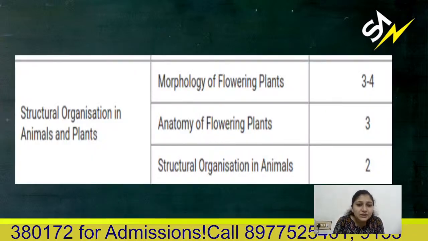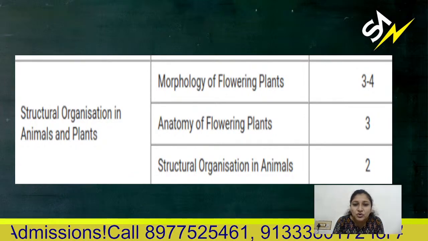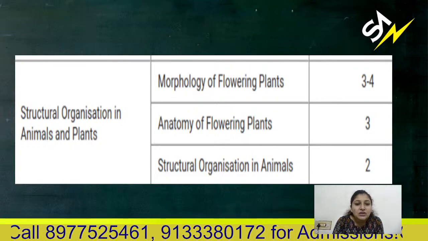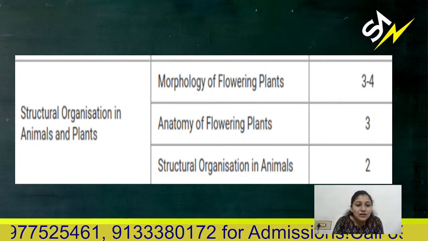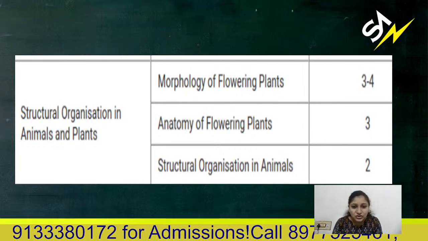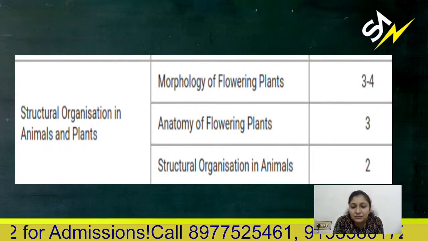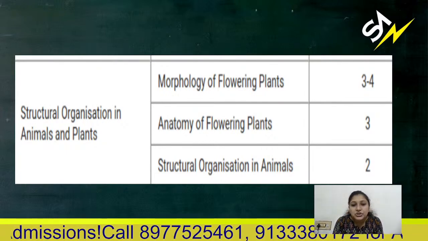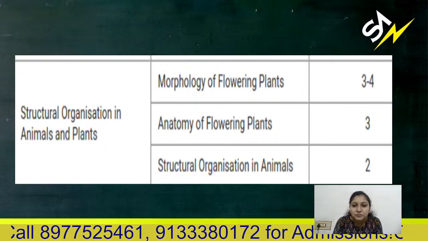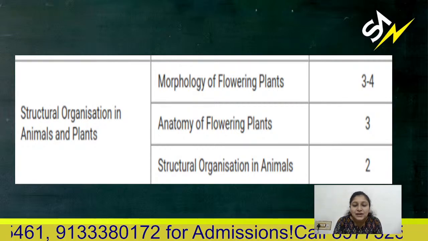Our today's topic is anatomy of flowering plants, and it is as equally important as morphology. Around 3 to 4 questions are normally asked from this chapter. Structural organization of plants involves morphology, that means outer structure, and anatomy, that means internal structure of flowering plants. So around 12 to 16 marks it will give you.